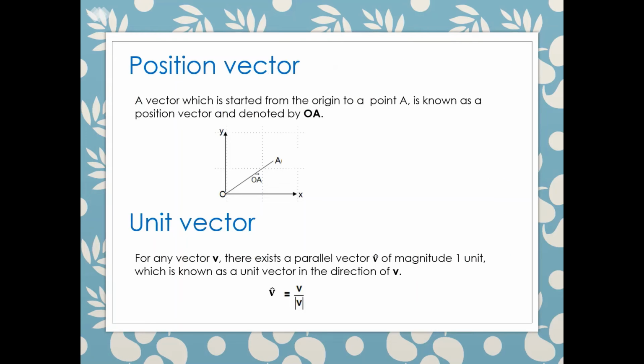A vector which starts from the origin to a point A is known as a position vector and denoted by OA. For any vector v, there exists a parallel vector of magnitude 1 unit, which is known as a unit vector in the direction of v. A unit vector, denoted by the hat symbol, is found by dividing the given vector by its magnitude.